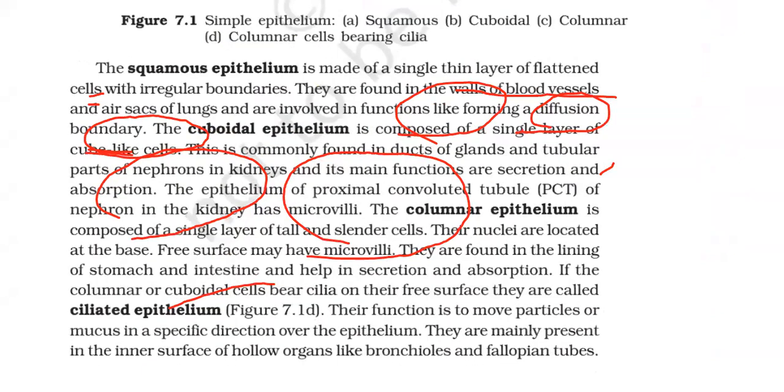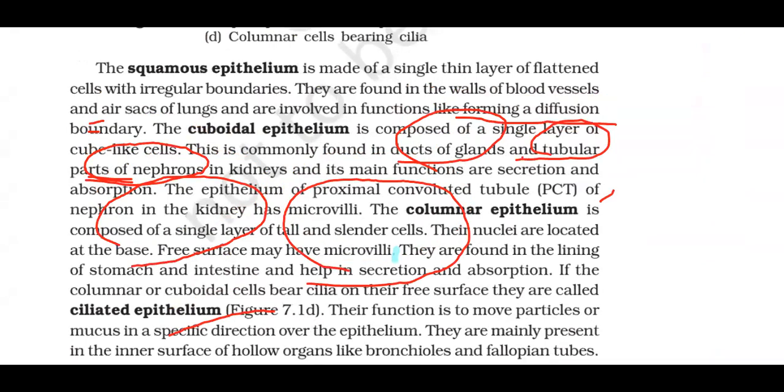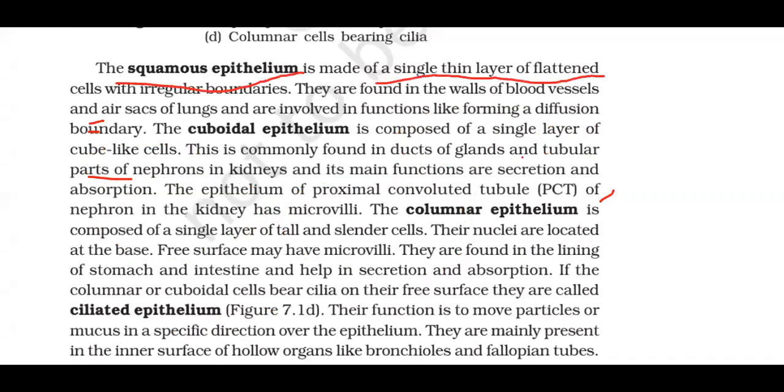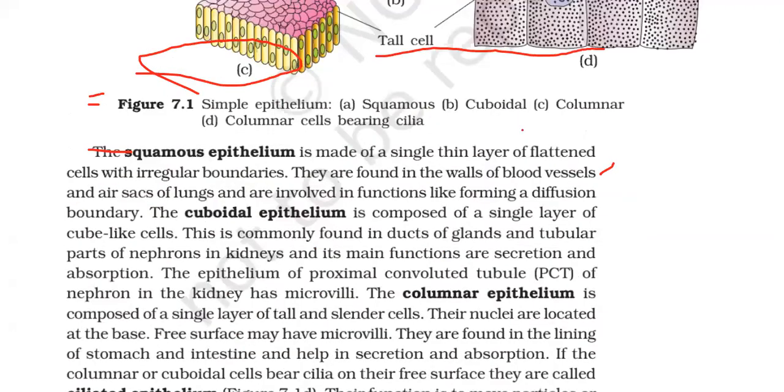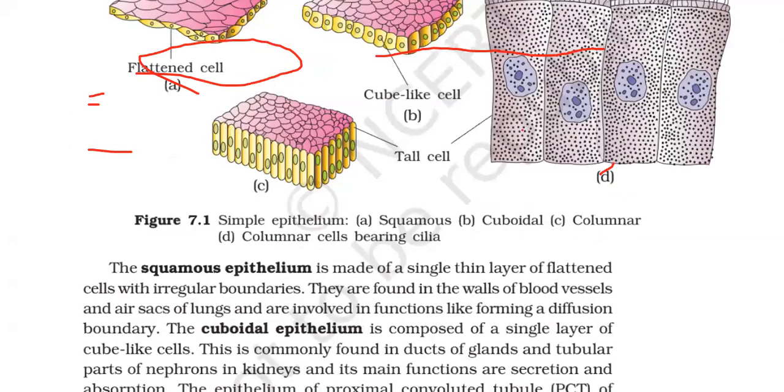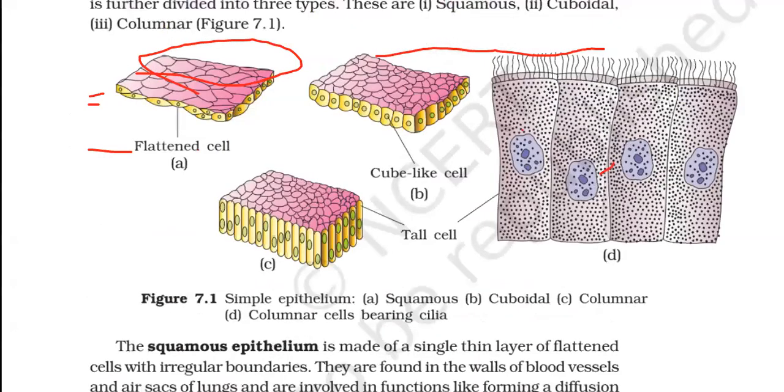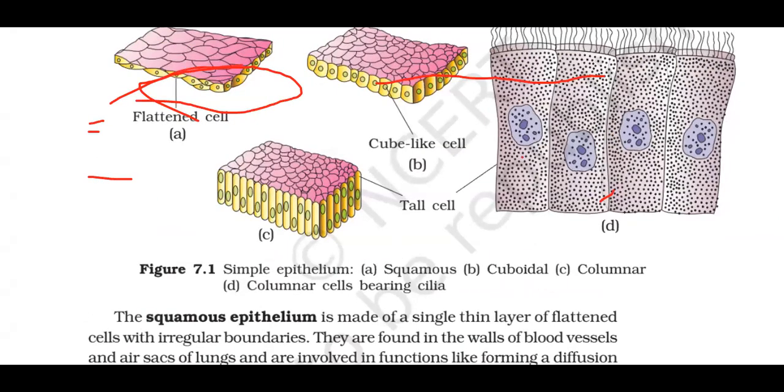Right, now we start with the squamous epithelium. See, it is made up of a single thin layer. We already said they are all single layer, but here the squamous epithelium cells have irregular boundaries. So this is a very important point. See, they have irregular boundaries. Look at this place that we saw earlier. See, this is a cell. This is the squamous epithelium, right? Here the cells have irregular boundaries. புரியுதா? So note this point.